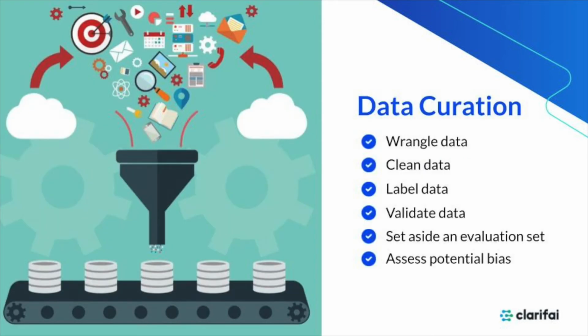Throughout the data curation process, you're usually going to do some combination of wrangling, cleaning, labeling, or validating data. You also want to remember to set aside an evaluation set, which is a set of images that will not be part of your training data. And it will be used to test your finished model with later after the build process. So it's very important that you set aside those images so they won't be trained into the model.